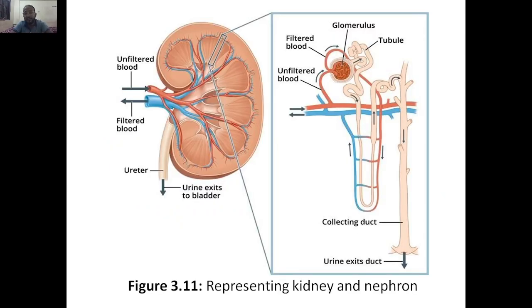So that was about the introduction. So we are having the representation of the kidney and the nephron here. To your left part you can see the kidney, and the right part you can see the nephron.